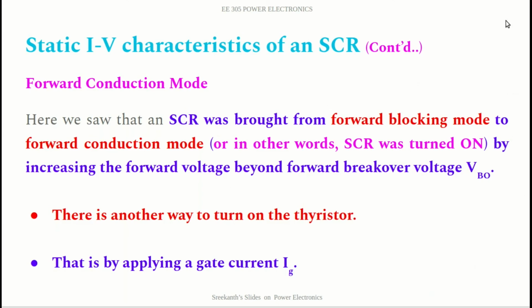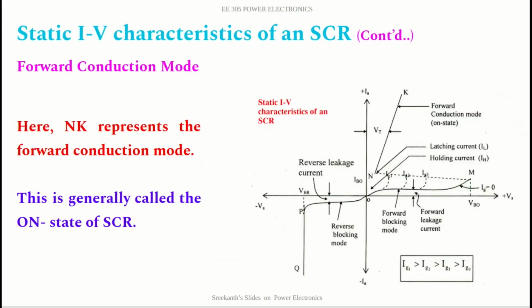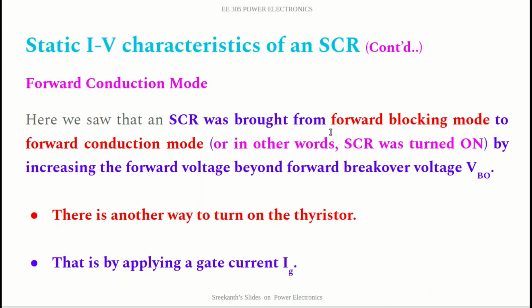Now, here we saw that SCR was brought from forward blocking mode to forward conduction mode by increasing the anode voltage up to VBO. And beyond VBO, if you increase the anode voltage, what happens? It shifts from forward blocking mode onto the forward conduction mode. In other words, SCR was turned on by increasing the forward voltage beyond the forward breakover voltage VBO.